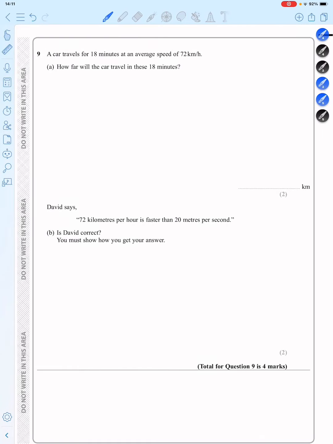Hi guys, so here is a 4-mark GCSE question. We have a car that travels for 18 minutes at an average speed of 72 km per hour. Now we want to know how far will the car travel in these 18 minutes.